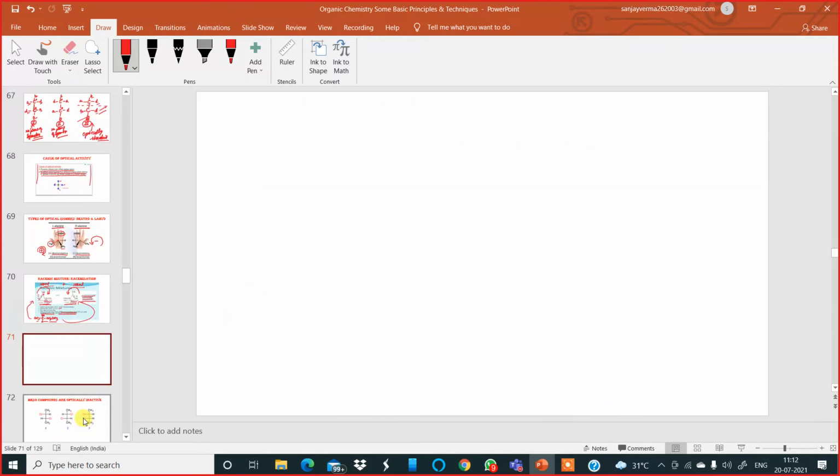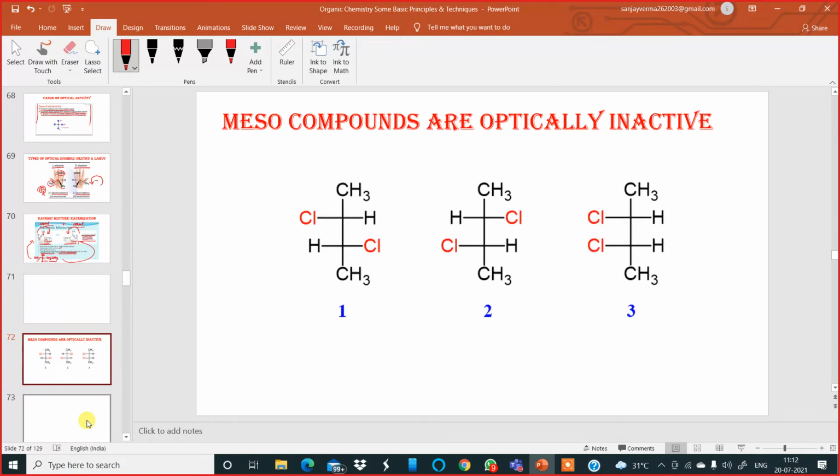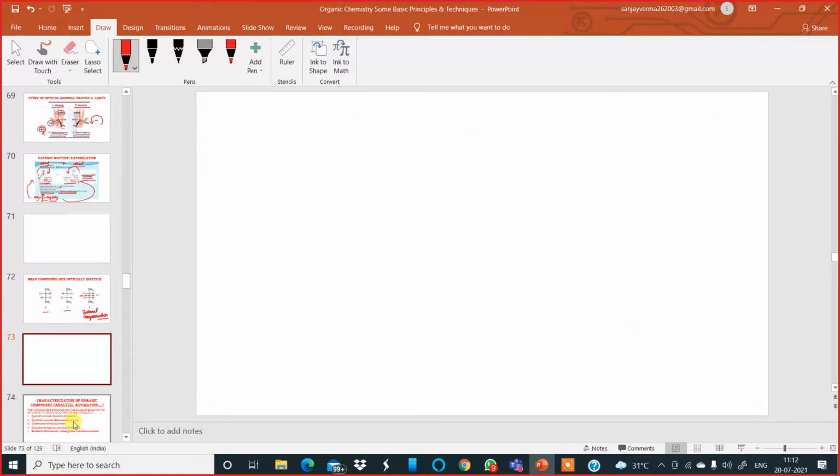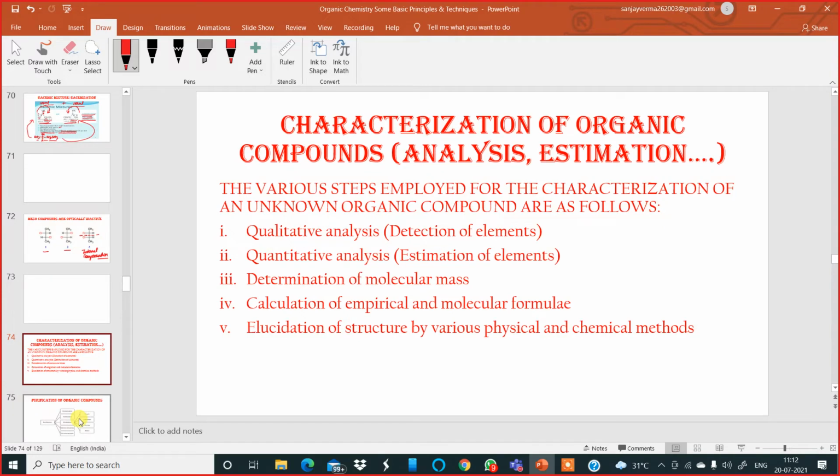After that, moving to the next slide, meso compounds. Meso compounds are also optically inactive. This I have explained that time also. This one is optically active, this one is optically active, but this one is not optically active because of internal compensation. Because there is a plane of symmetry. I think you're getting it. After this, we move to the next slide. The isomerism part is over.